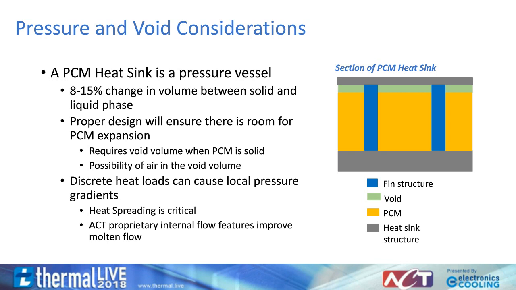When dealing with high heat fluxes in discrete locations, management of molten PCM flow must also be considered in the design. Localized heat input can produce high pressure gradients as PCM melts, expands, and yields the surrounding solid PCM. Enhancing heat spreading with heat pipes, for example, can reduce this effect by uniformly melting the PCM. Flow considerations that allow the PCM to move more easily during melt have also been developed.